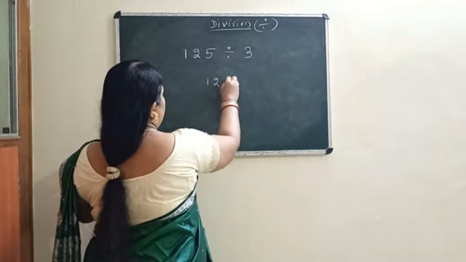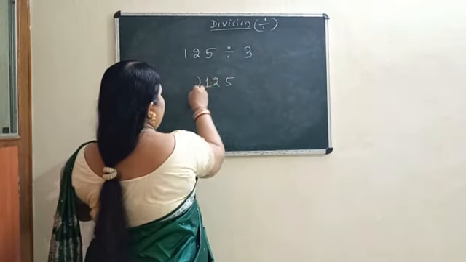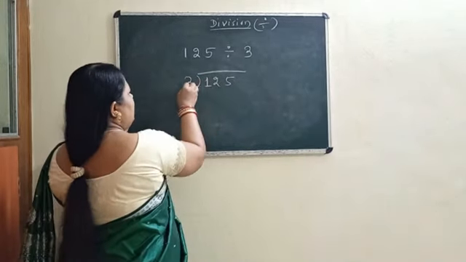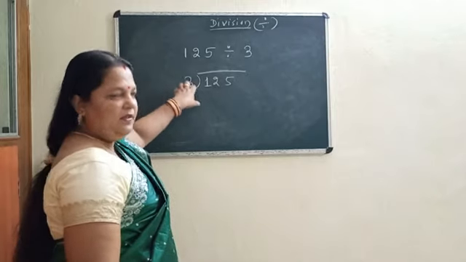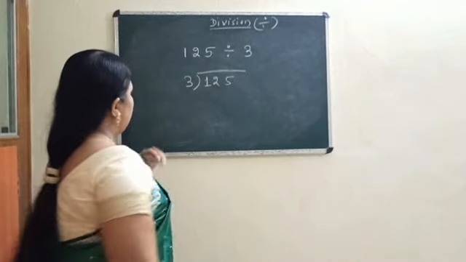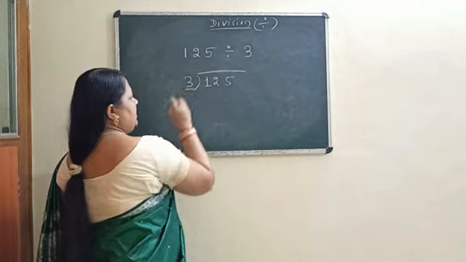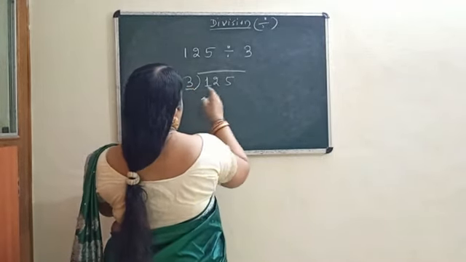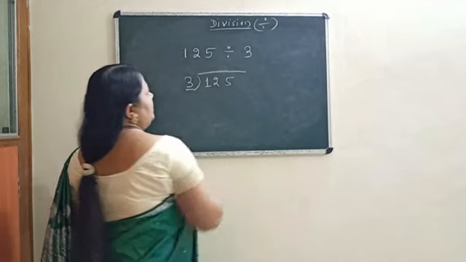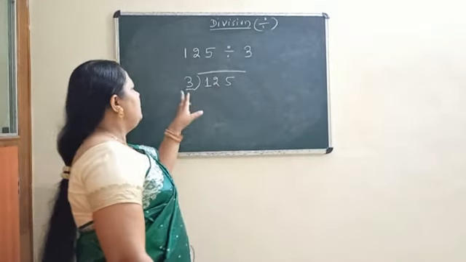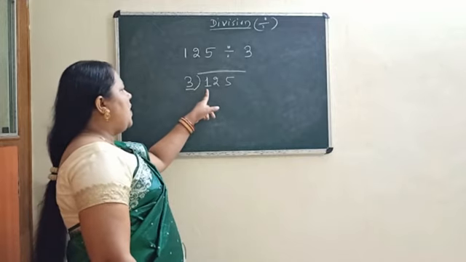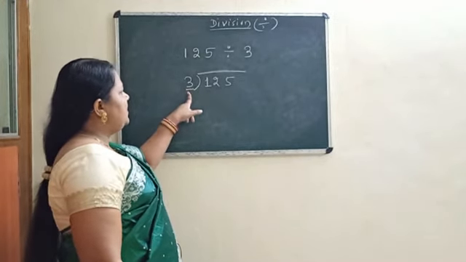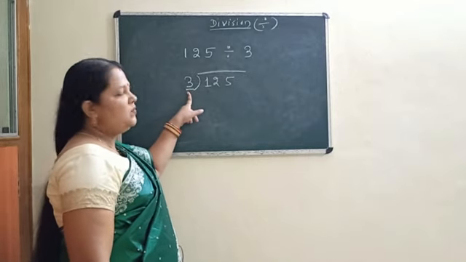How to divide it? Write this as dividend, it will be in the center, and you are dividing by 3, you have to write on the left side, this is divisor. Okay, start division. This is your 1 digit number, and here it is a 3 digit number. So what to do? First you will take 1 digit from the dividend, because the divisor is 1 digit.